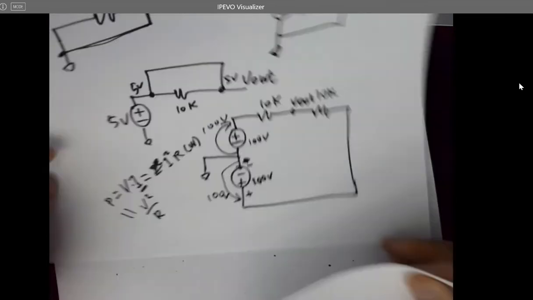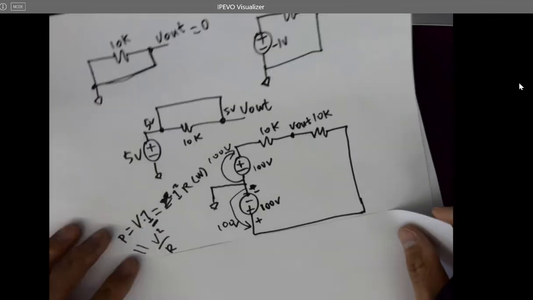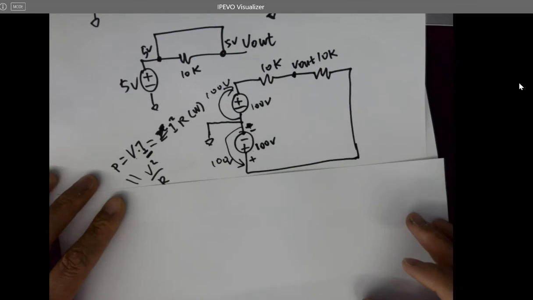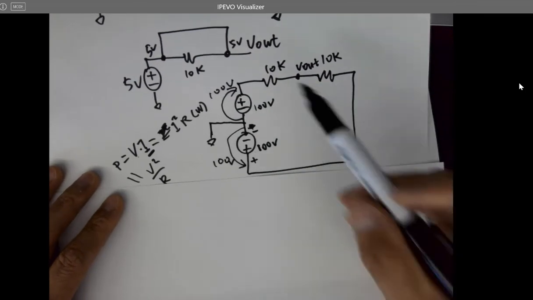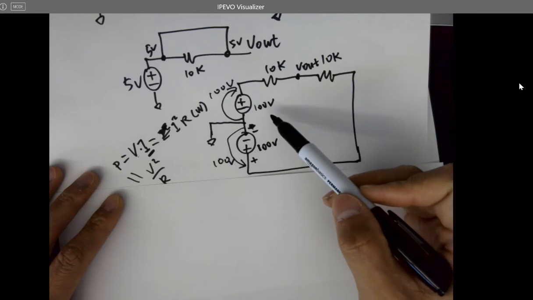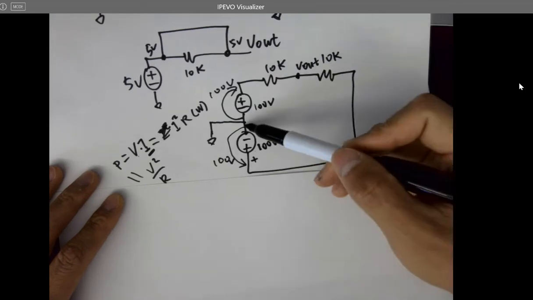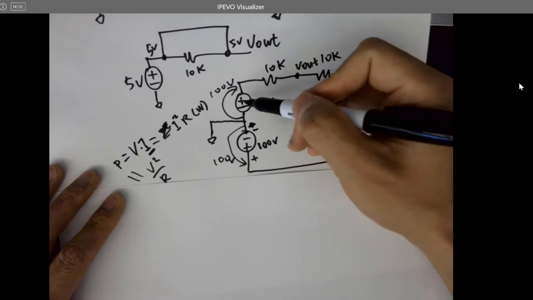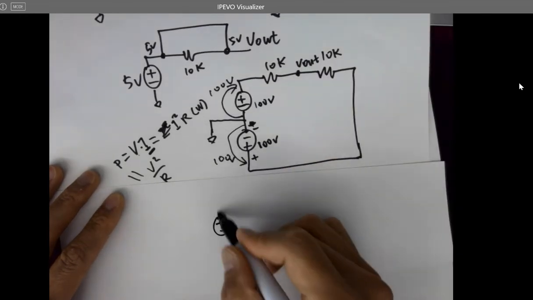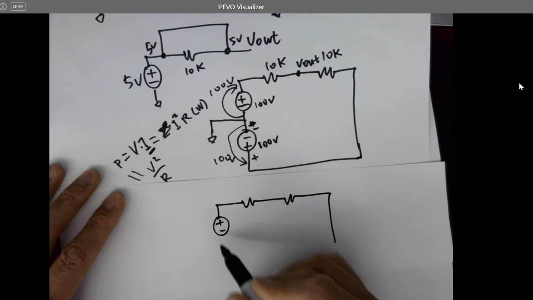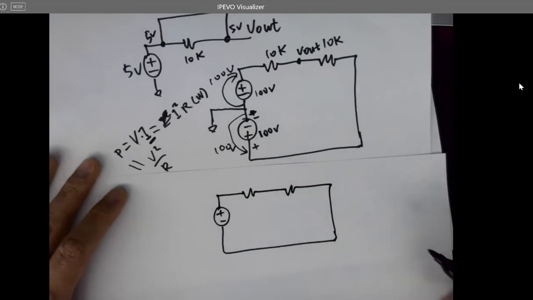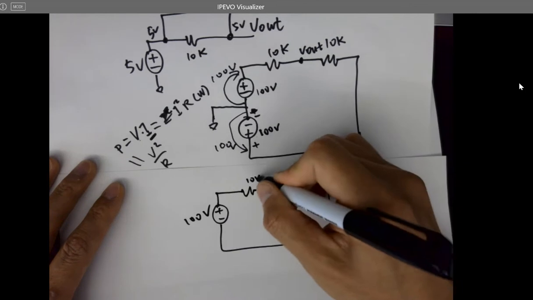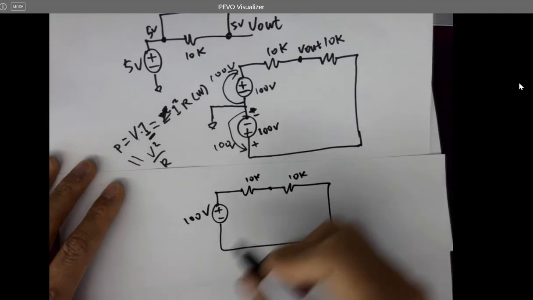There may be a better way to explain that, because this is getting too deep into this topic. So the superposition method is used as follows. When you are trying to solve this circuit, you have to assume the other source is shorted like a wire, so only this one is working in the circuit. That's the first circuit you have. It's 100 volts, and this is 10K, 10K.